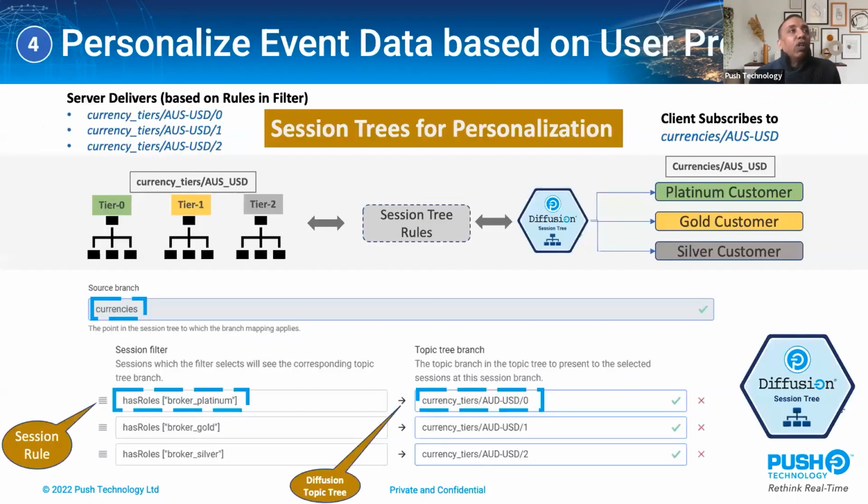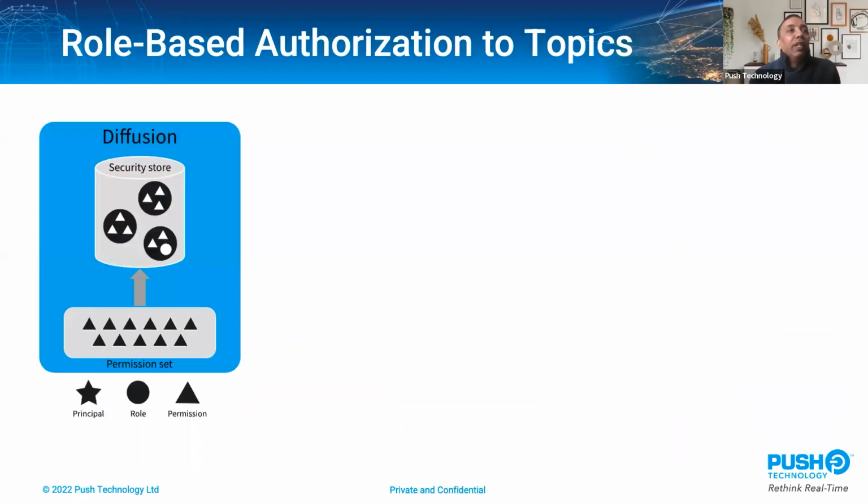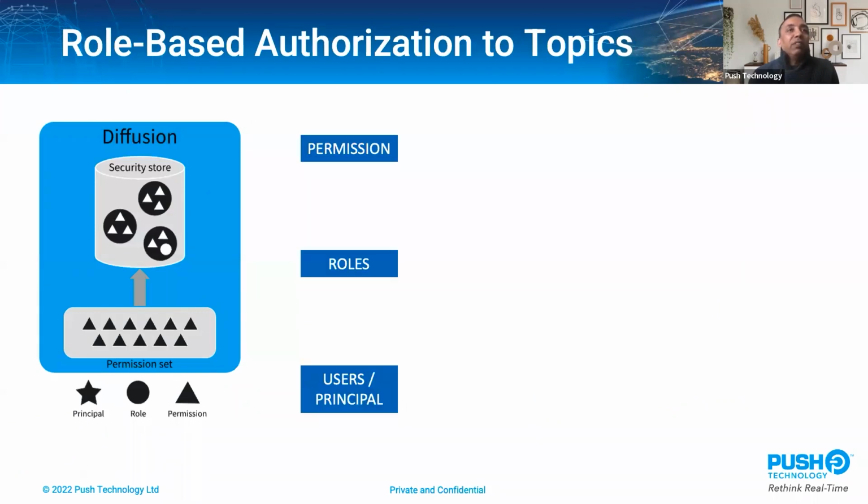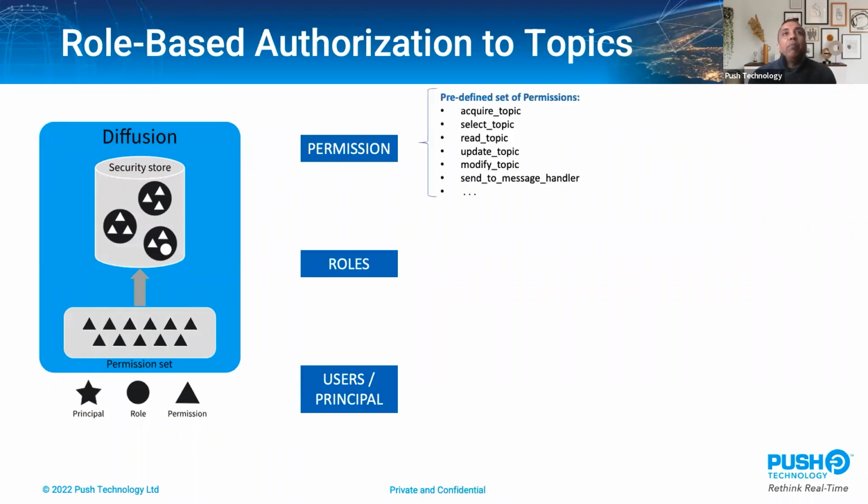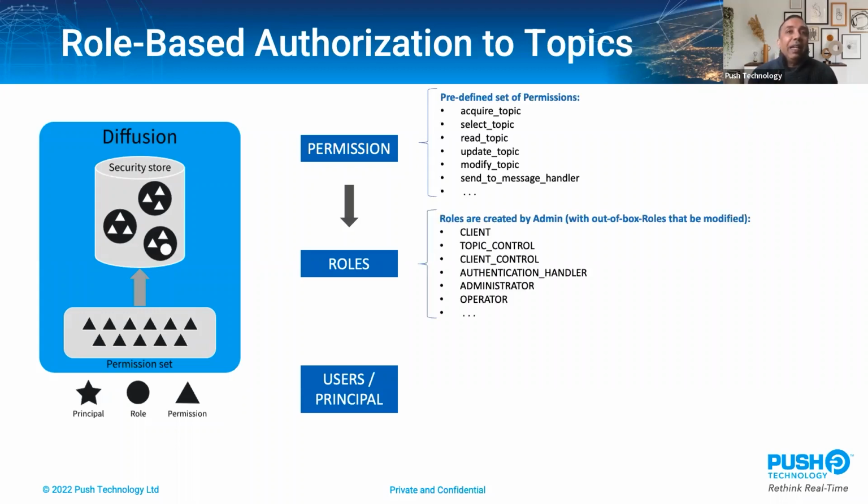So let's talk about roles. How do you assign roles? I want to cover that in this context. We have three things to consider when you're creating accounts: the user, the role, and the permission. Permissions are predefined: whether you can acquire a topic, select a topic, read, update, modify. Not everybody will be allowed to update programmatically. Roles also have predefined ones like client, topic controller, authentication handler, or administrator. You can also add roles like gold, bronze, and platinum.